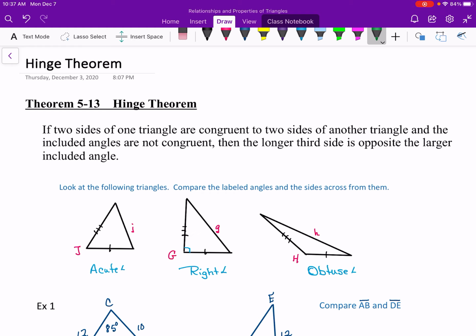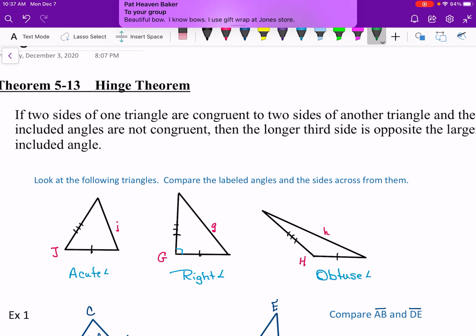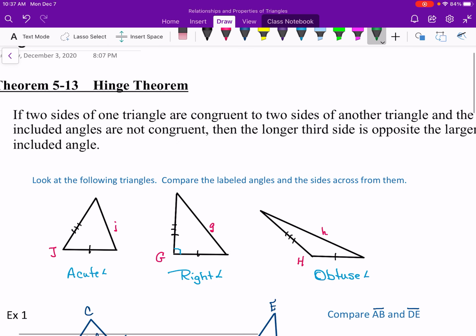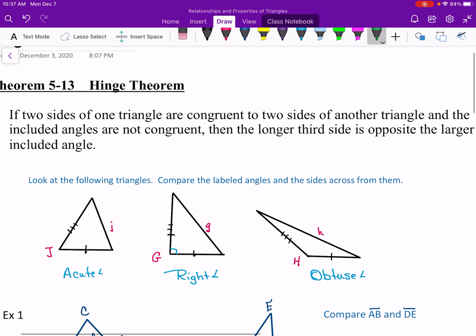So let me read it to you. And while I'm reading it, take a look at the three triangles that I have drawn. The acute triangle, the right triangle, and the obtuse triangle. If two sides of one triangle are congruent to two sides of another triangle, and the included angles are not congruent. All right, we're going to stop right there.